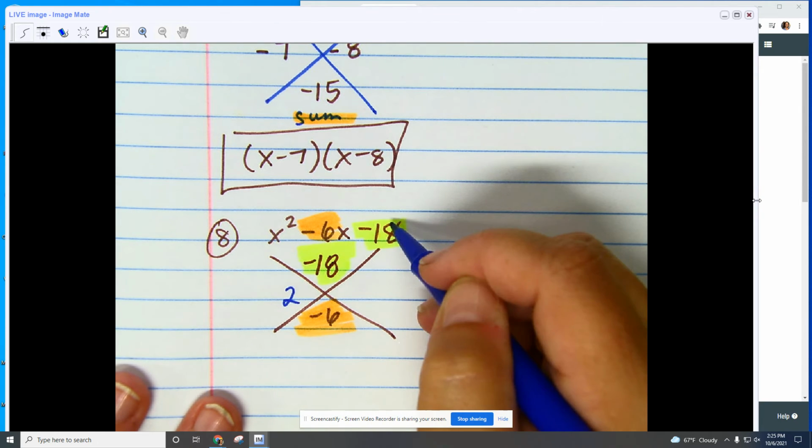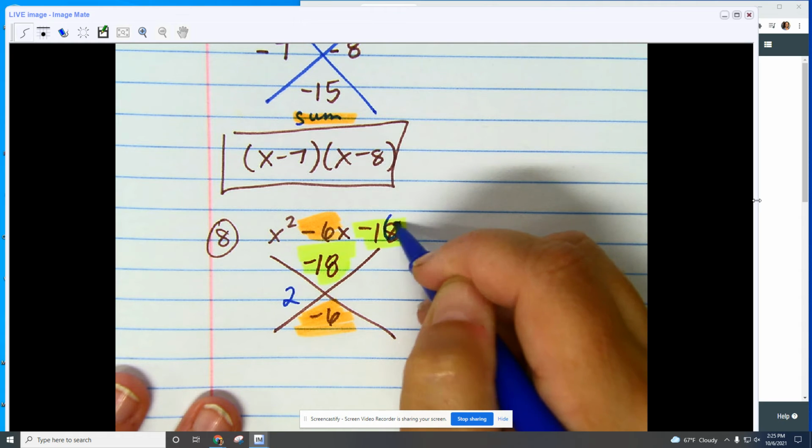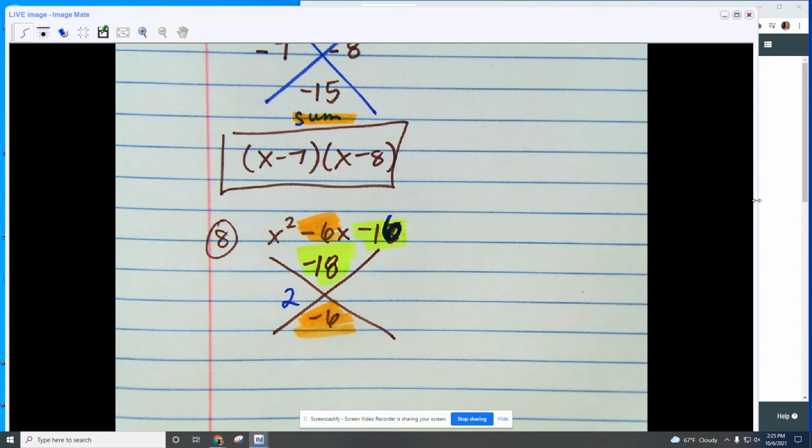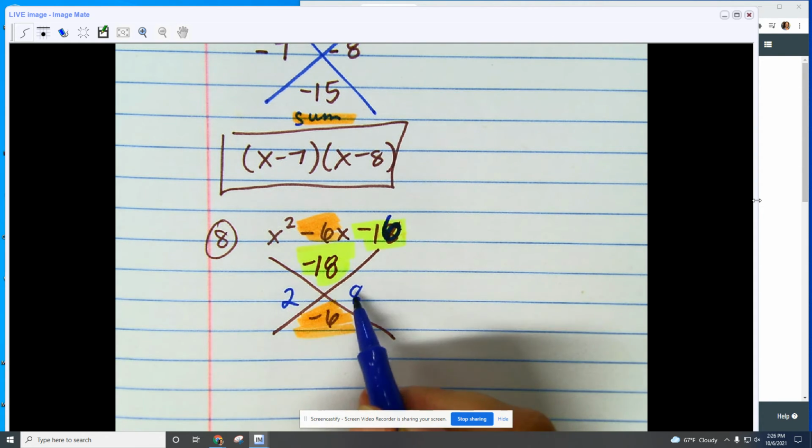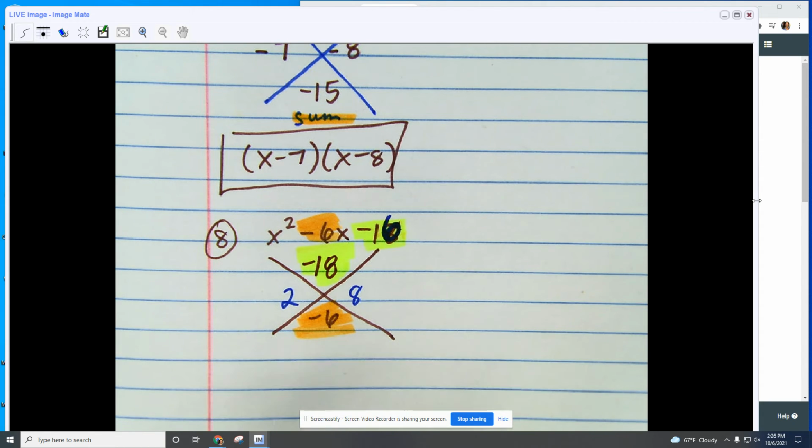Oh, Miss Sanchez messed up. I'm sorry, George, I messed up on yours. George, what times what? It's going to make more sense now. George, what times what equals 16? 8. And then is it going to be 2 minus 8 or 8 minus 2 to get the negative 6? 2 minus 8. 2 minus 8.